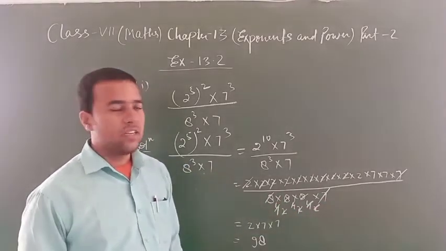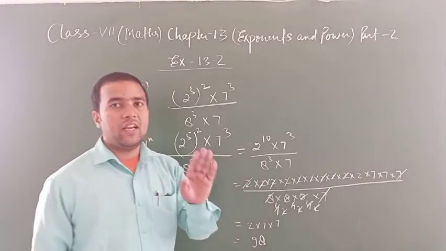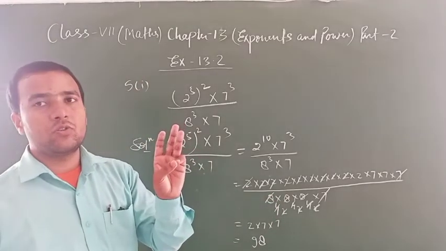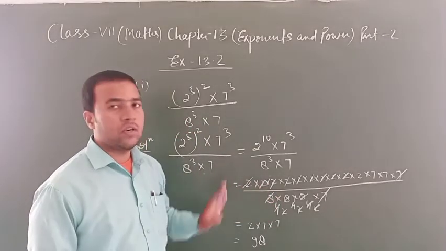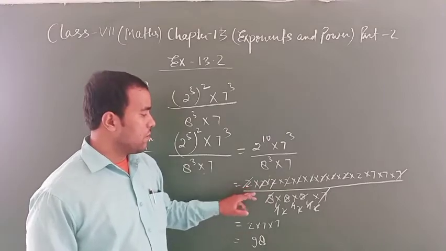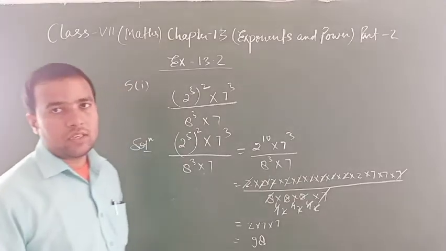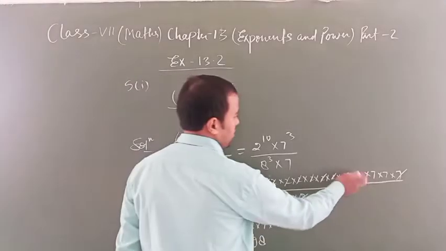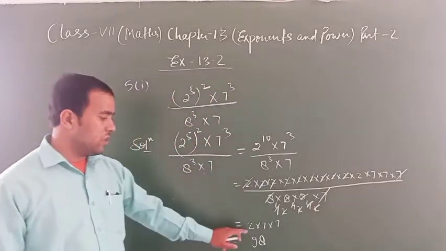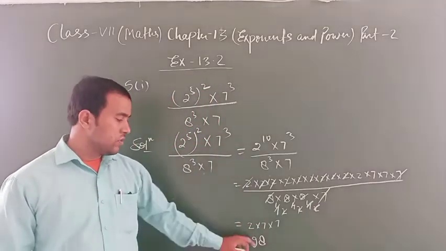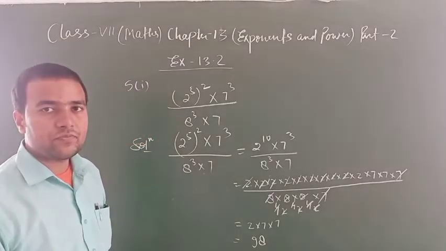After that, simplify. 2 4s are 8, 2 2s are 4, 2 1s are 2. 8 means 2 into 2 into 2, 2 2s are 4, 2 2s are 2. 3 2s we will take and cut 1 8. After that, 2 is left and 7 is left. We have written here 2 into 7 into 7, means 2 7s are 14, 14 7s are 98.